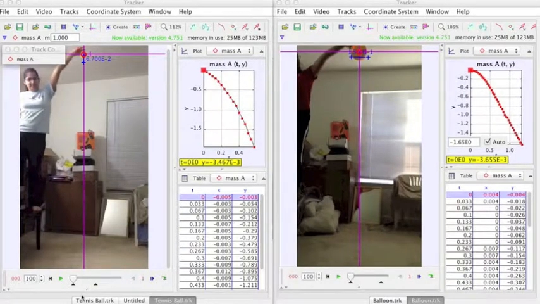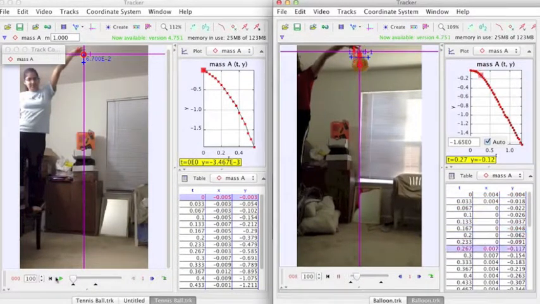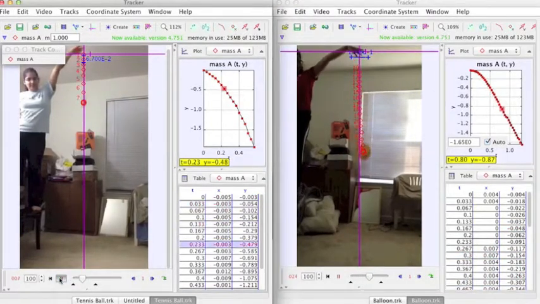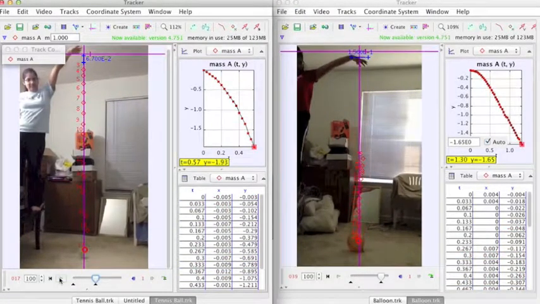Right here are the videos of the two objects that I observed, the tennis ball on the left and the balloon on the right. And by watching each video, it is clearly evident that the tennis ball falls faster than the balloon. For the coordinate axes, I did not change the orientation, as the negative y-axis was along this line and the positive x-axis was along this line right here.